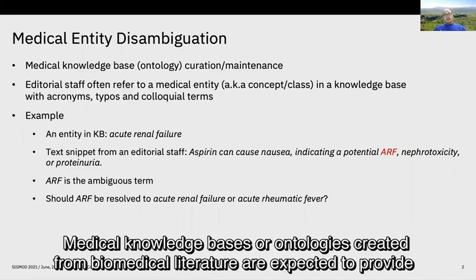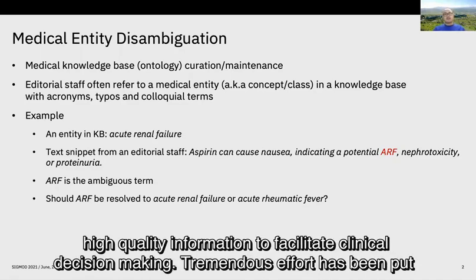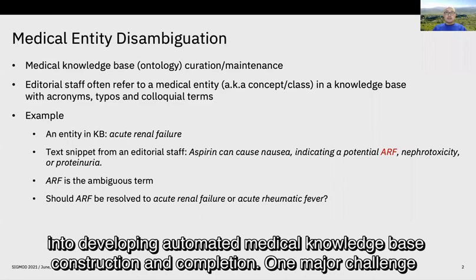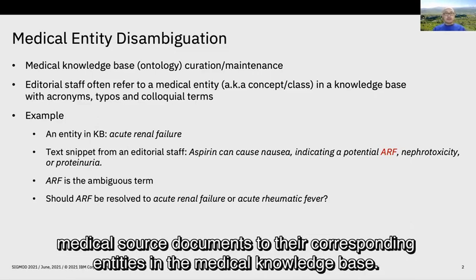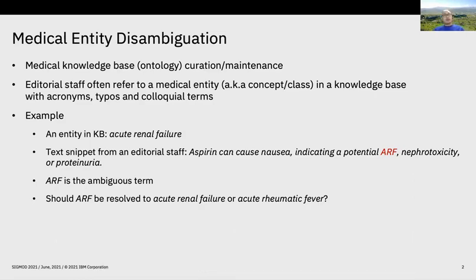Medical knowledge bases or ontologies created from biomedical literature are expected to provide high-quality information to facilitate clinical decision-making. Tremendous effort has been put into developing automated medical knowledge base construction and completion. One major challenge all systems face is entity disambiguation, namely how to map entity mentions in text snippets from medical source documents to their corresponding entities in the medical knowledge base.